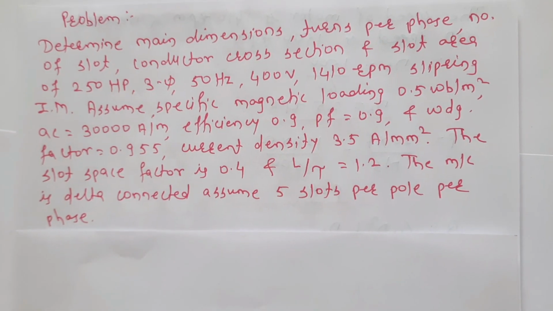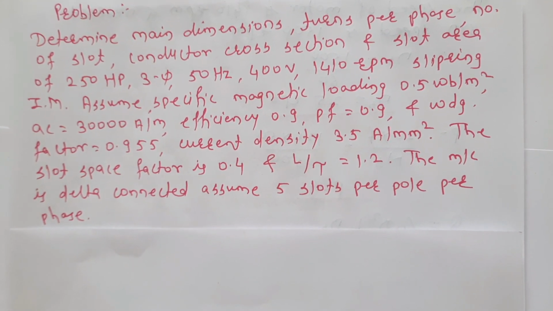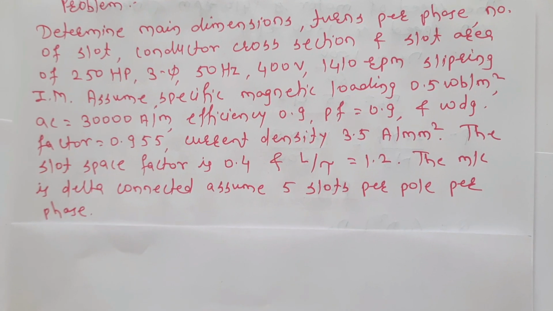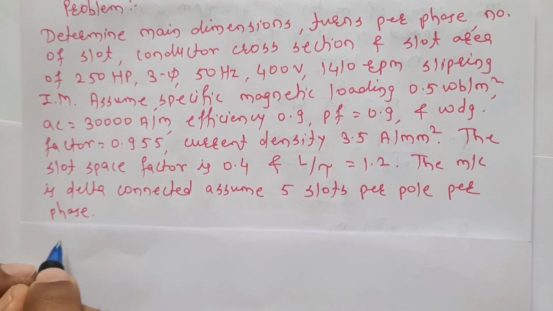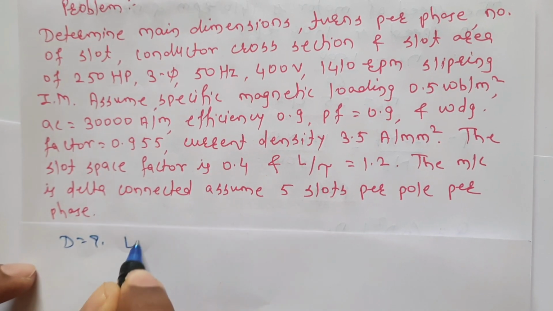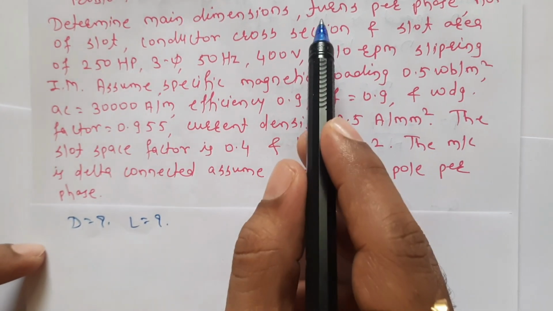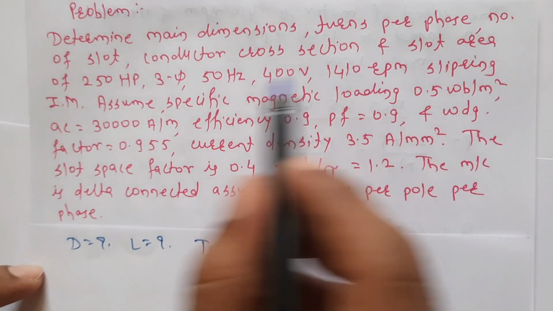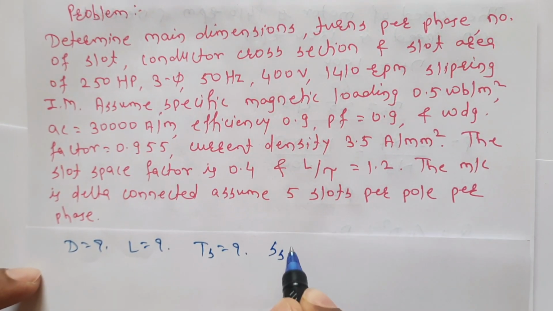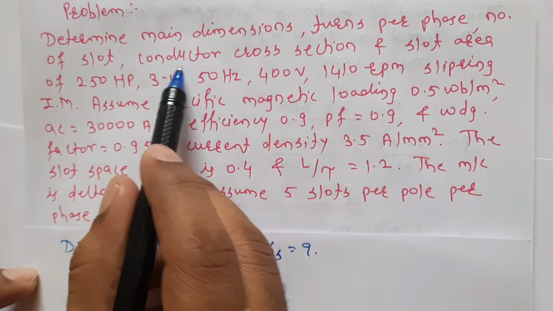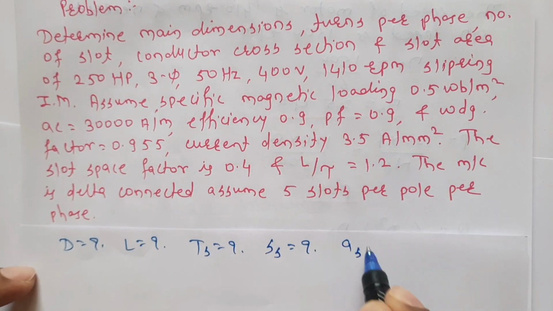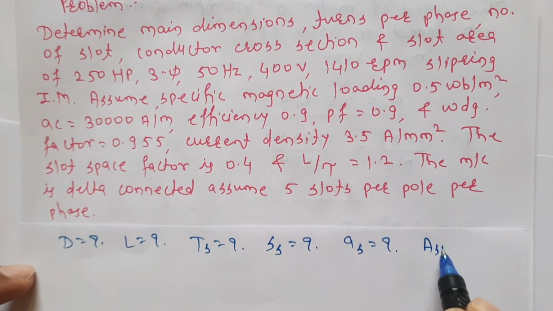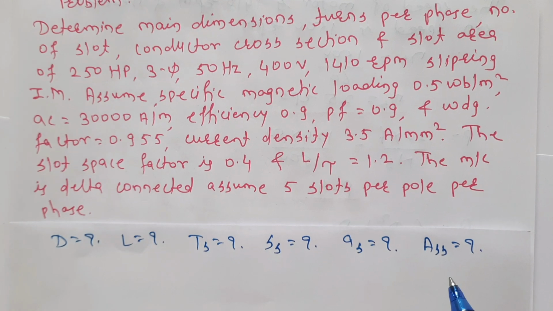Hello friends, today we are going to discuss a problem based on main dimensions. First, we read the statement of the problem: determine the main dimensions, that is D and L. We have to find turns per phase, that is TS, number of slots, that is SS, conductor cross section, that is small as, and slot area, that is ASS.